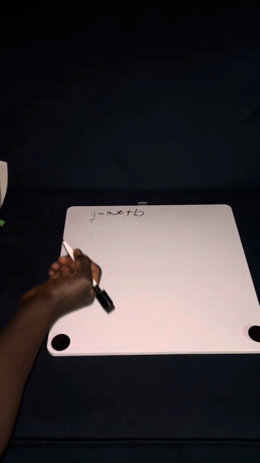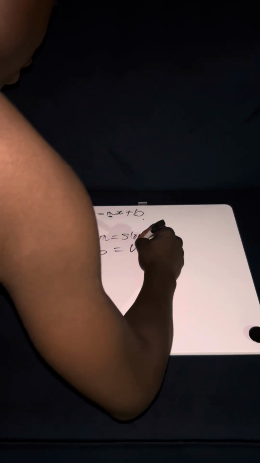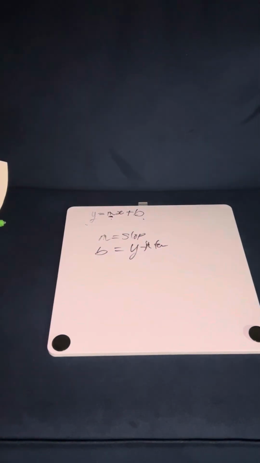The slope-intercept equation is y is equal to mx plus b. So what does this mean? It means the line passes through b as the y-intercept, and m is the slope. So m is equal to the slope and b is equal to the y-intercept, where the line passes through y when x is 0.